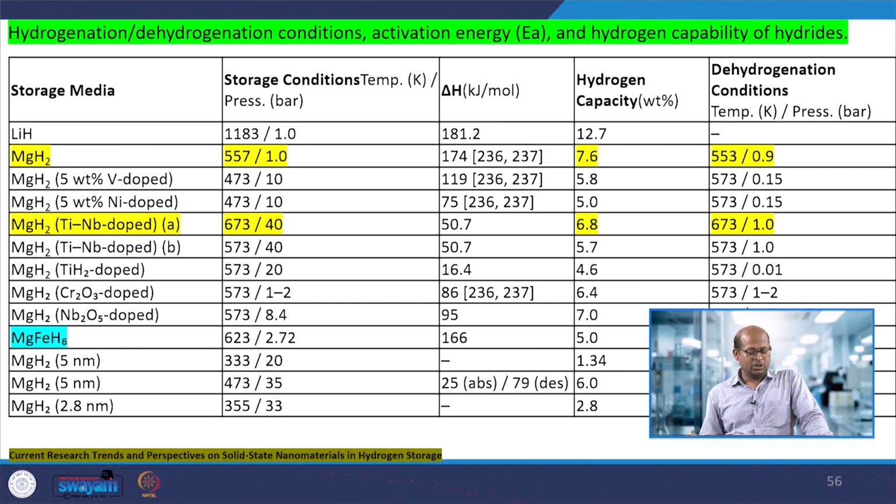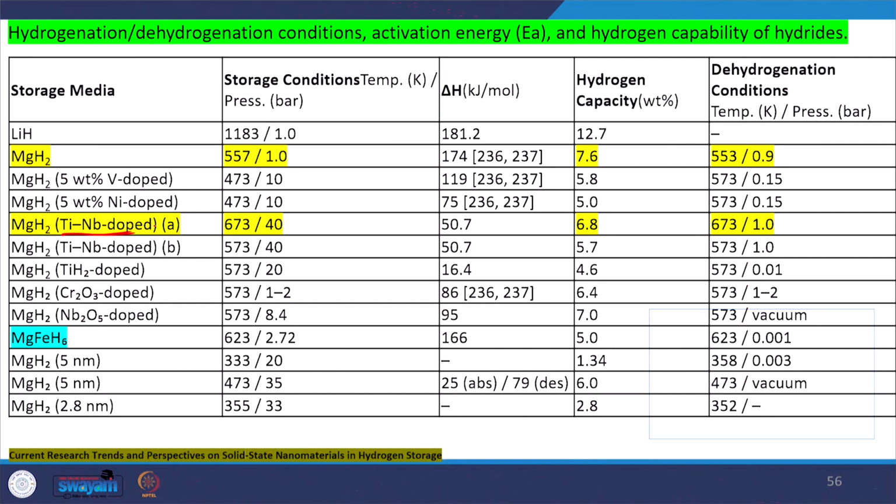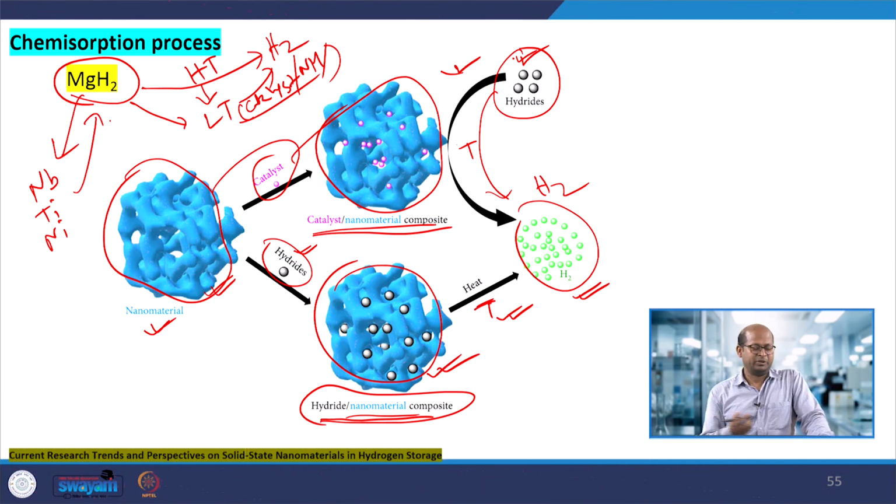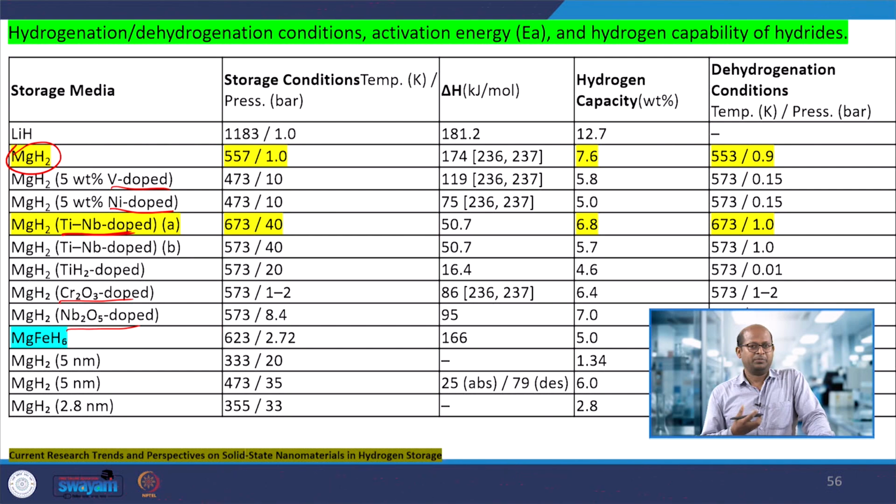Here, different types of titanium, niobium doped materials, or chromium oxide, directly niobium oxide, or vanadium doped, nickel doped nanomaterials can be used with magnesium hydride, MgH2, which is the hydrogen storage material. Here magnesium hydride was taken as the hydrogen storage material, that is the metal hydride. With that, niobium oxides, titanium or nickel based nanomaterials, any materials we can impregnate or mix with these metal hydrides, and then use those composite materials as hydrogen storage materials.